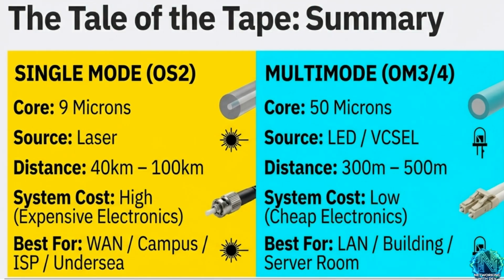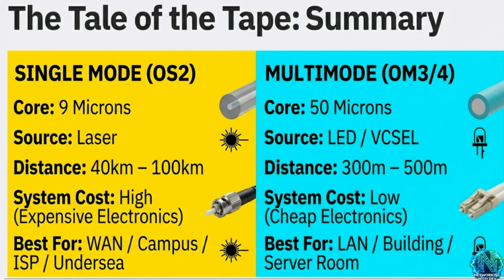On your right, the indoor specialist, multi-mode, OM3/4. Its much larger 50-micron core works with cheaper LED or VCSEL sources, which keeps your total system cost significantly lower. While its distance is limited to 300 to 500 meters, it is the perfect fit for LANs, office buildings, and server rooms.